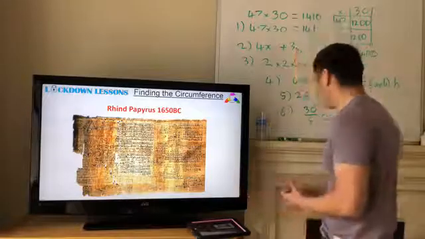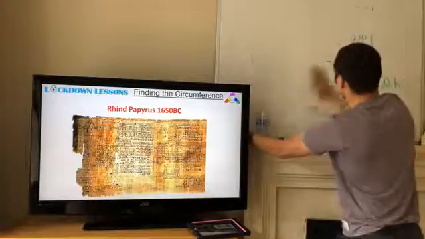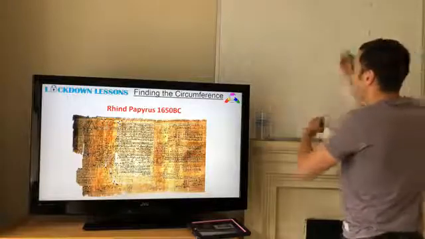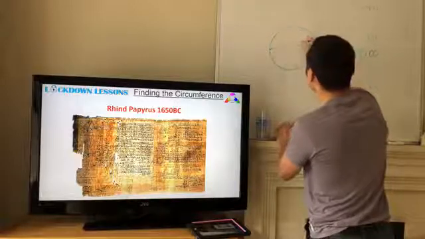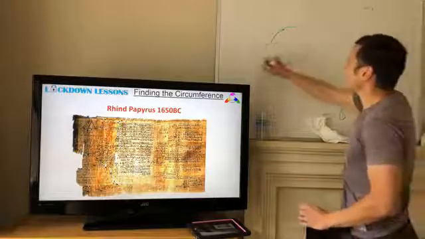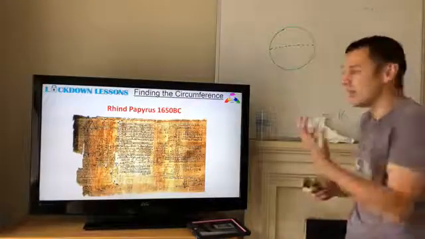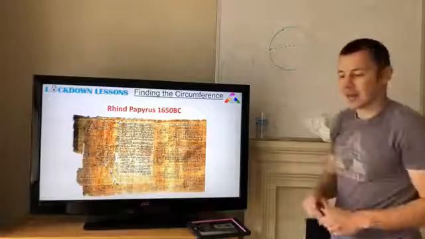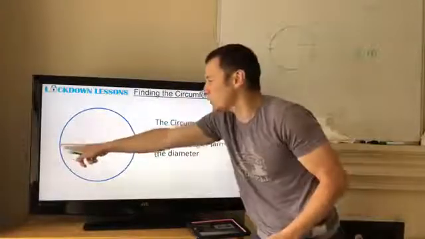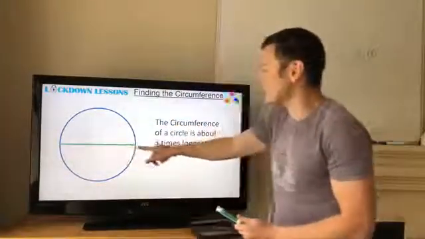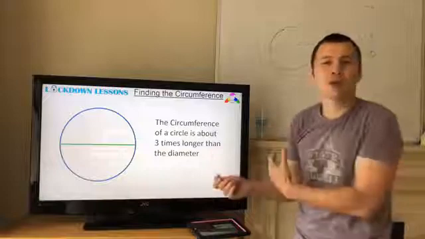And what they said was, if you have a circle like this, they took the diameter, and they said the outside was about 3 times bigger than the inside, about 3 times longer than the inside of the circle. They got it a lot more accurate than that, to be fair to them. So they said the circumference is about 3 times longer than this. So if this was 5 centimetres, the outside would be 15 centimetres. It was a bit more than 3, they worked out.